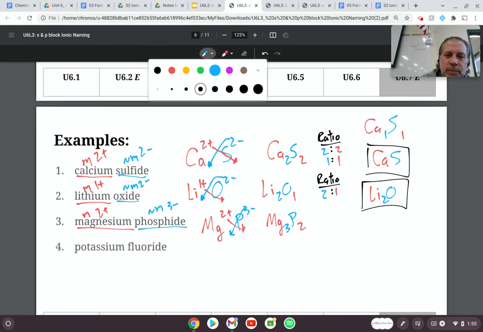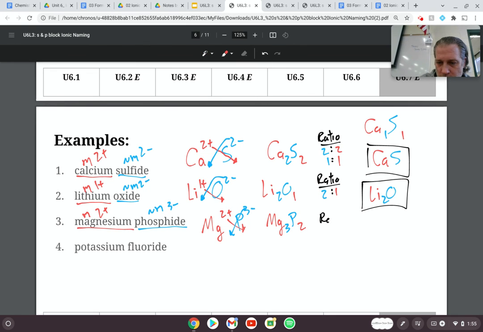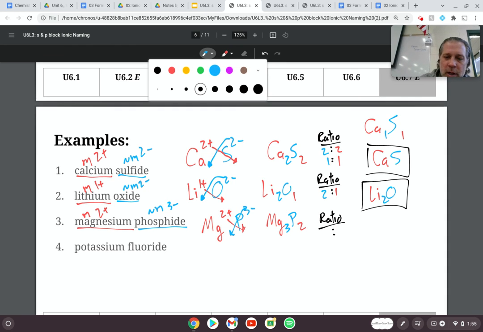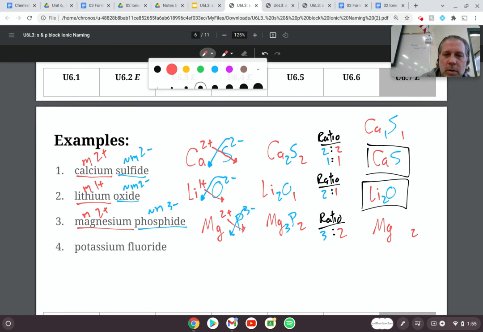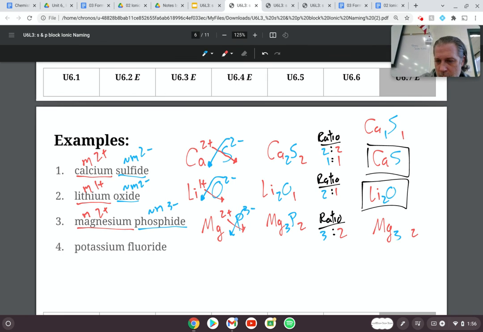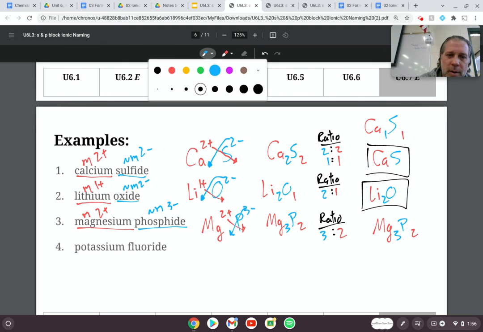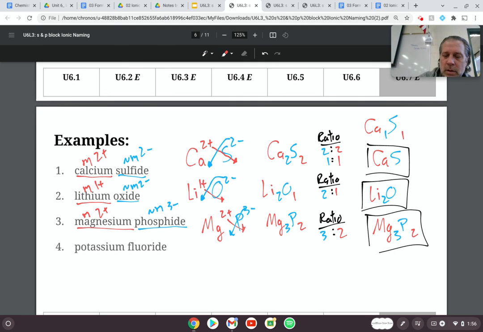Now I'm going to check my ratio. The ratio is 3 magnesiums for every 2 phosphoruses. So I can't really simplify that. So my final answer is going to be Mg3P2. And I throw it in a box like so.